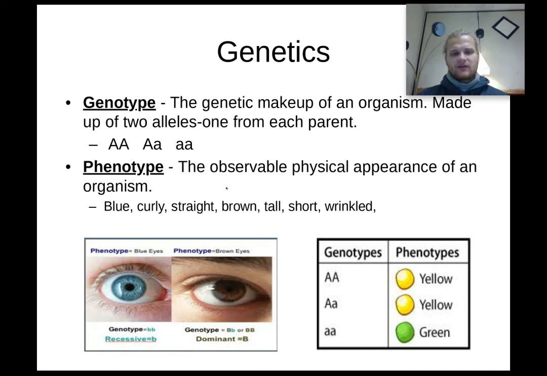Phenotype, the observable physical appearance. Whether you have blue eyes, curly hair, straight hair, brown eyes, brown hair, blonde hair, tall, short, wrinkled seeds, or any other type of seeds, it all depends on that. That is going to be your phenotype. So again, phenotypes are what you actually see, whether it's yellow or it's green, and genotypes are more specific. They're telling you what alleles you have as an individual.